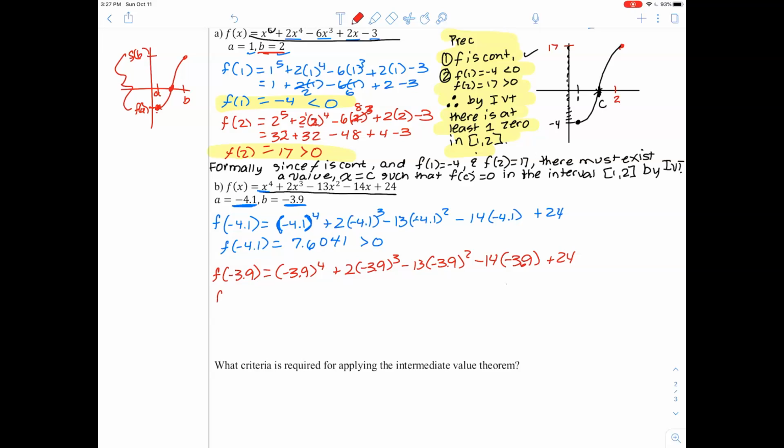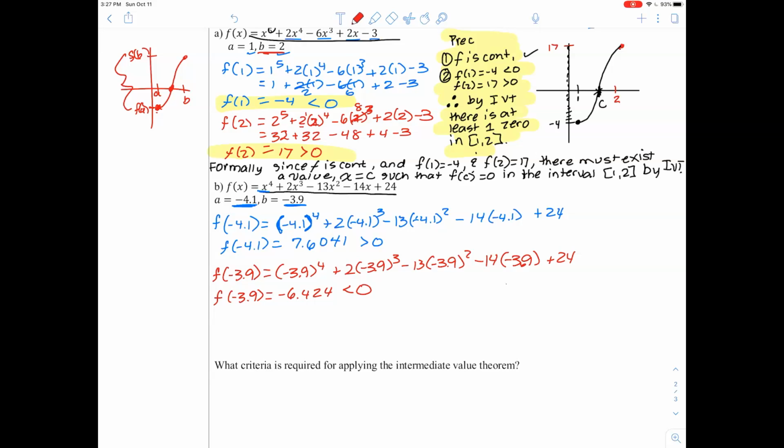And so I plug that into my calculator for you as well. And we get the solution negative 6.424, which is less than 0. So negative 3.9 produced a negative. Negative 4.1 produced a positive.